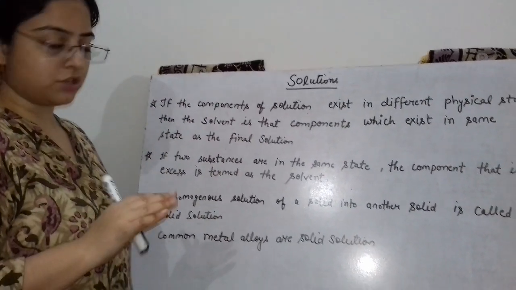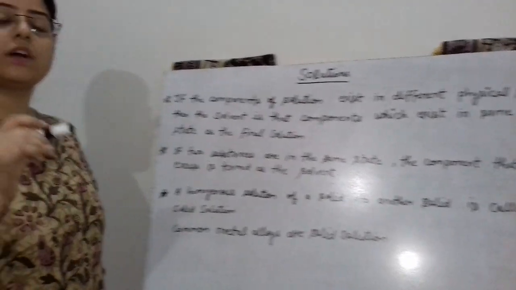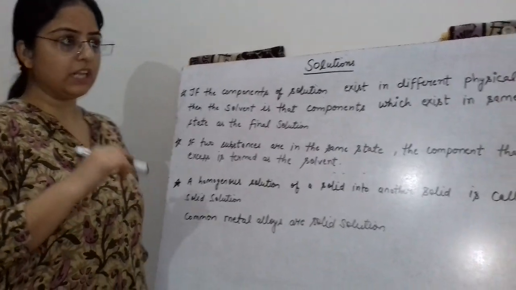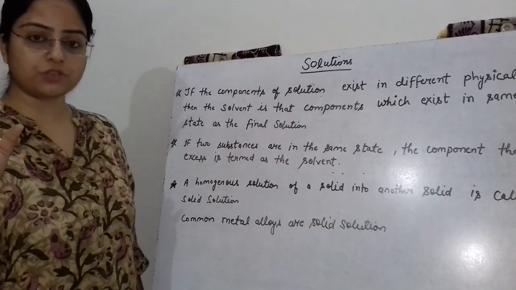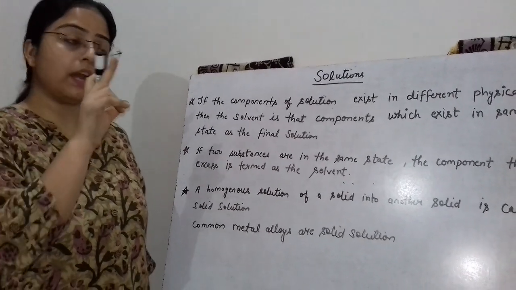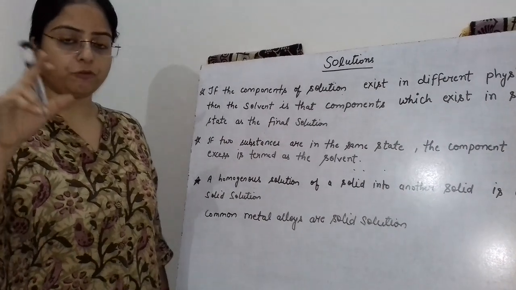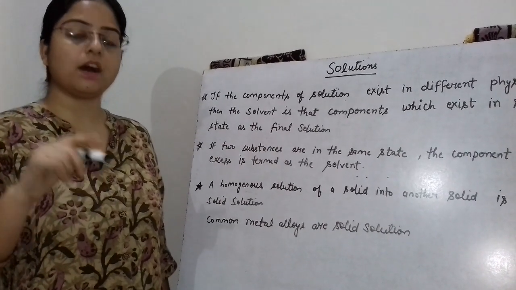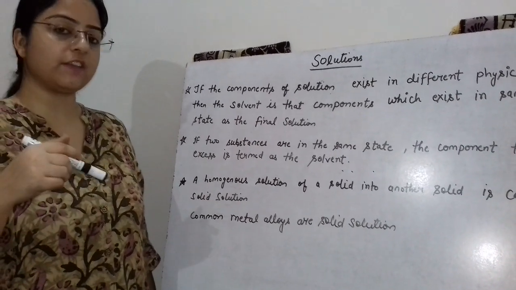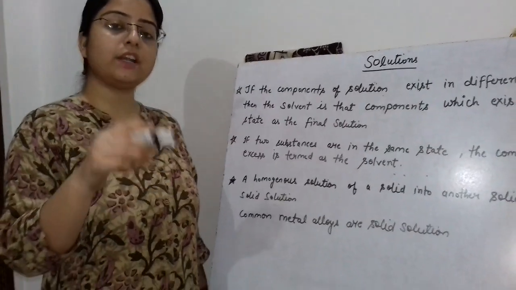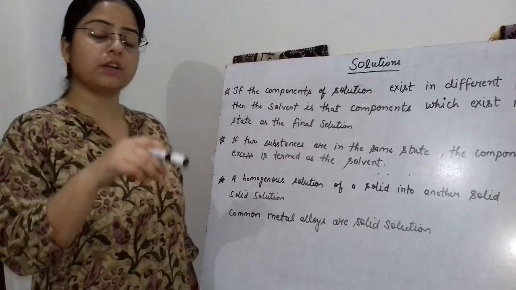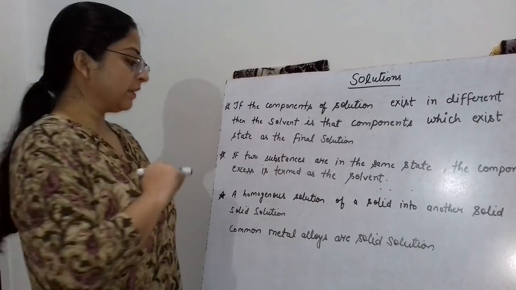For example, let's take sugar dissolved in water. The final solution is a liquid solution, and between sugar and water, water is in the liquid state. तो फाइनल सॉल्यूशन जो कि लिक्विड स्टेट में था उसकी फिजिकल स्टेट और वाटर की फिजिकल स्टेट सेम है. इट मींस दैट वाटर इज द सॉल्वेंट एंड शुगर इज द सॉल्यूट.